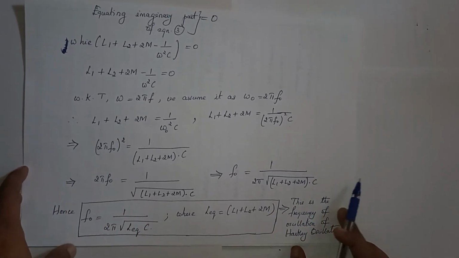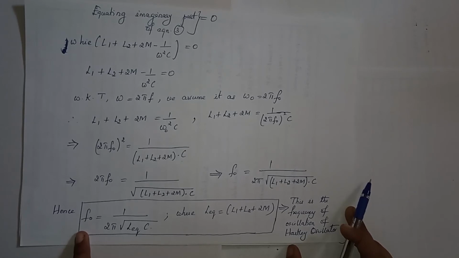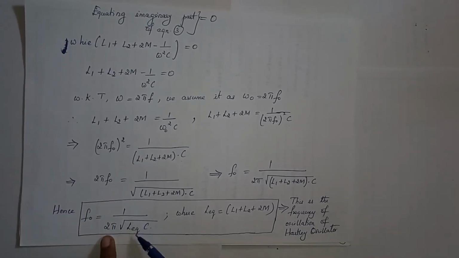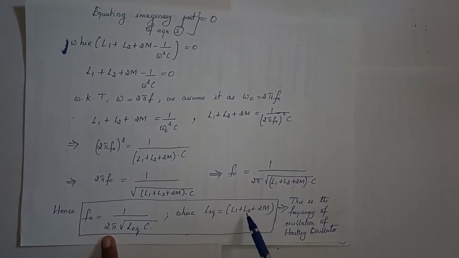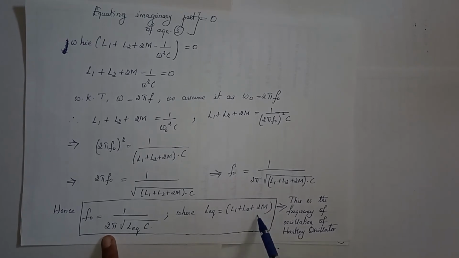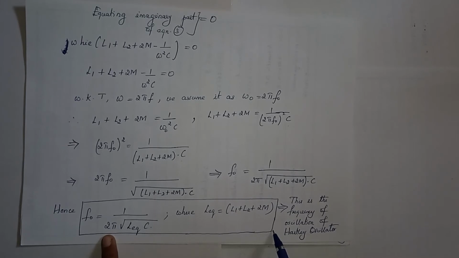So this equation is called the frequency of oscillation, and for simplification what we do is that we rewrite this equation as 1 by 2 pi square root of L equivalent into C, and the value of L equivalent is nothing but this entire expression, that is L1 plus L2 plus 2M, and this is called the frequency of oscillation of Hartley oscillator.